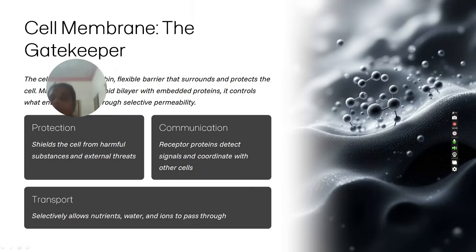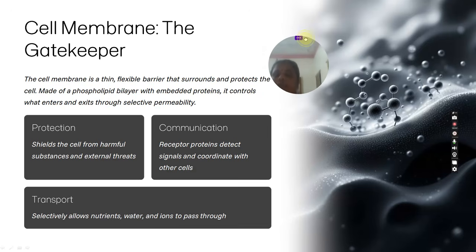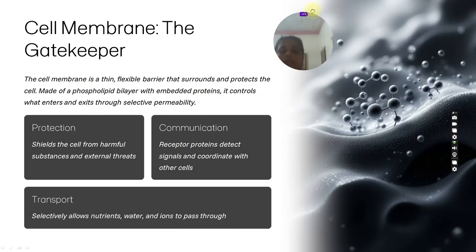Cell membrane, the gatekeeper. The cell membrane is a thin, flexible barrier that surrounds and protects the cell, made of a phospholipid bilayer with embedded proteins. It controls what enters and exits through selective permeability.